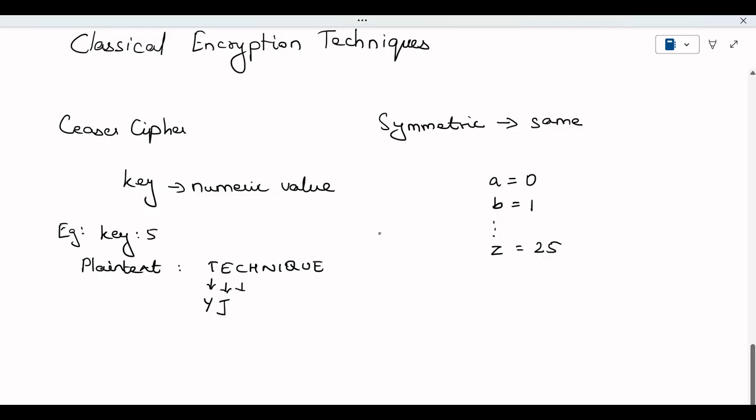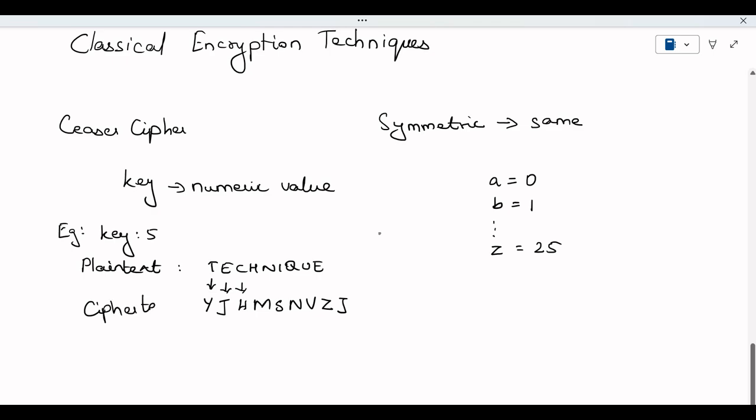C: D, E, F, G, H. Like that it goes on. So technique will be substituted as J, Y, H, M, S, N, V, Z, J. This is the corresponding ciphertext.